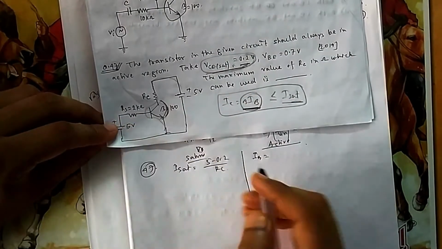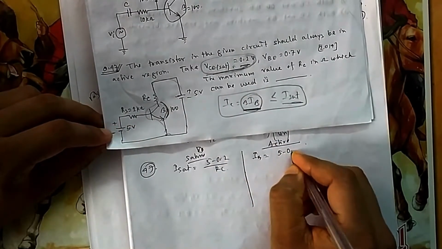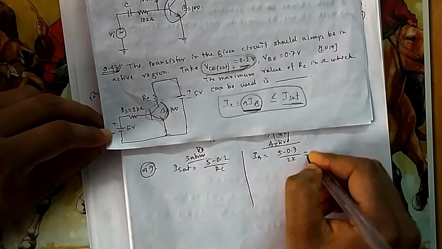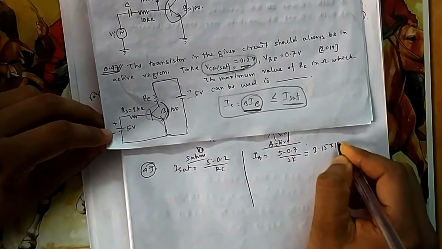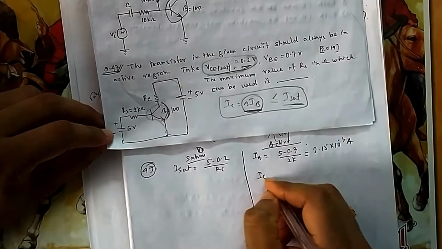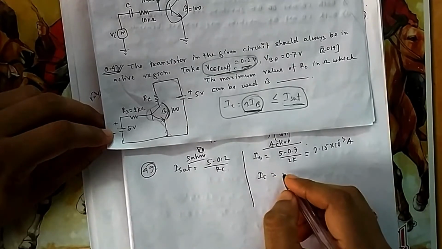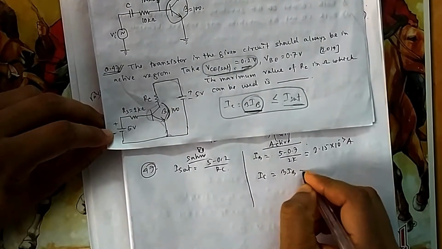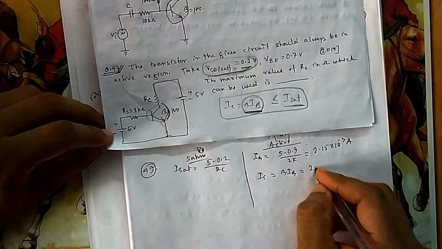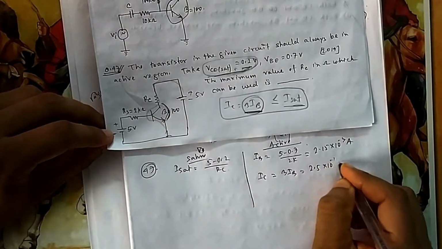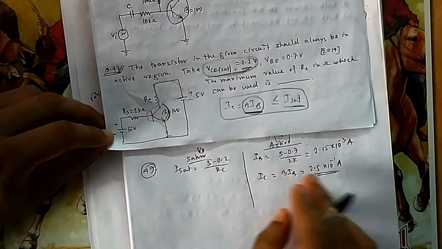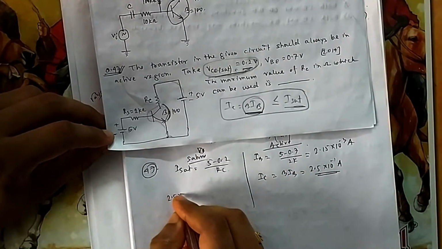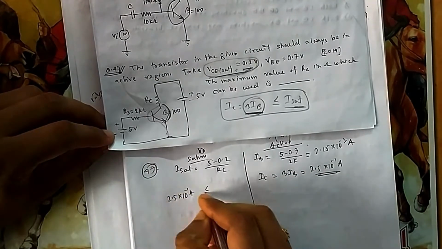You take a KVL along this path. So IB will be equal to 5 minus 0.7 divided by 2 kilo, which is equal to 2.15 into 10 to the power minus 3. And IC active will be equal to beta into this one. So if you multiply beta into IB, beta they have given 100, so it will be 2.5 into 10 to the power minus 1 ampere. So this current, that is active current, is always less than or equal to your saturation.